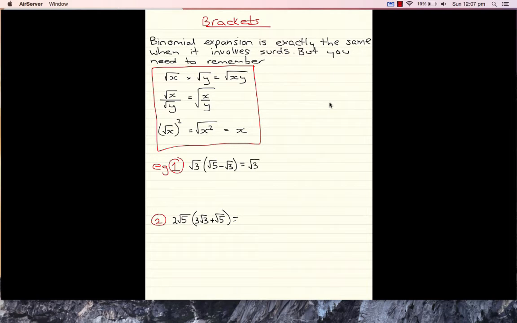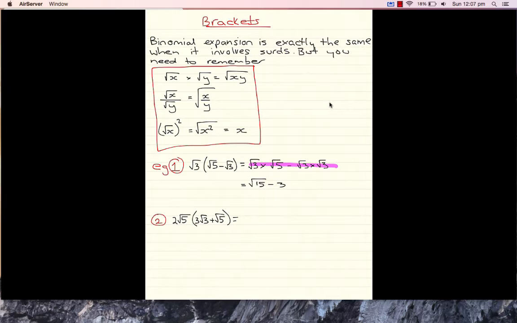If you want to write each step out, you're going to get root 3 times root 5 minus root 3 times root 3, which you can then simplify using the rules above to root 15 minus 3. However, you can skip this step once you're comfortable. If you know how to go straight to the answer, which after some practice you will, because we can all do 3 times 5 in our head by now, you can go straight to the answer. That's no problem at all.